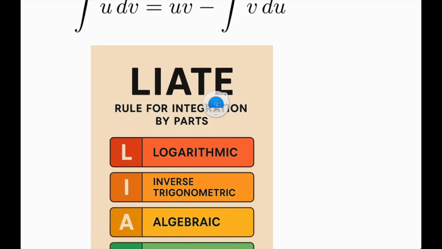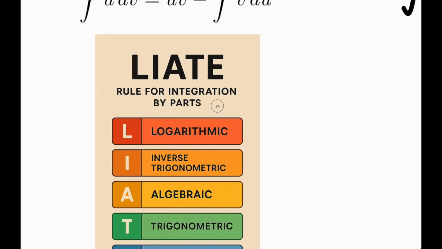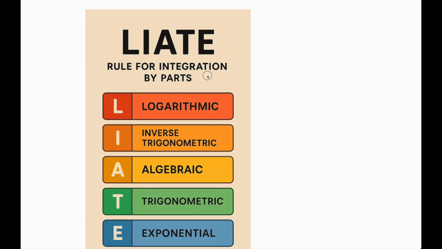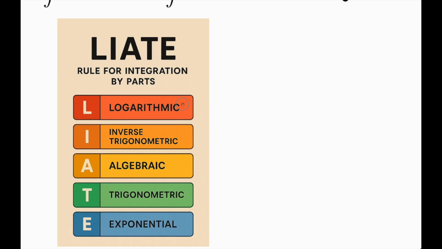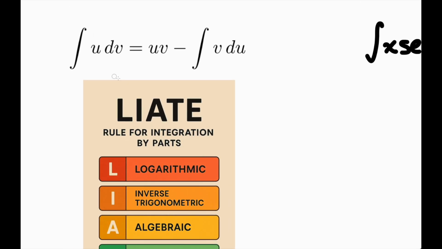And then next we have this LIATE rule. LIATE's obviously not really a word, but we're going to use this as a mnemonic device to remember the rule for figuring out what that u is. So we have a u, the antiderivative with this u right here and this dv. What the LIATE rule is going to help you figure out is what should your u be.